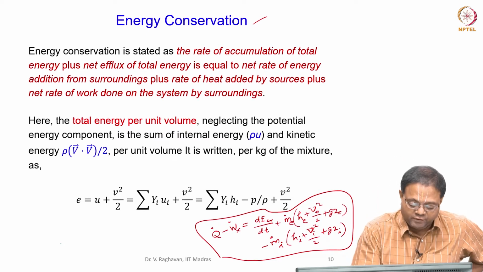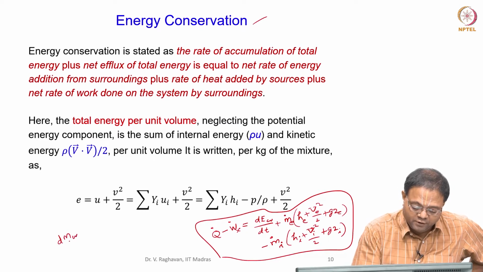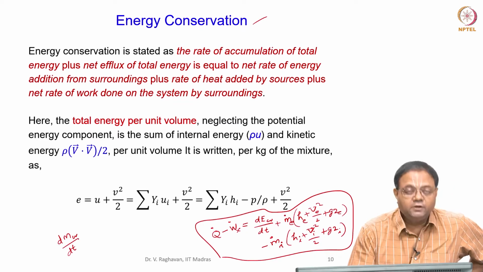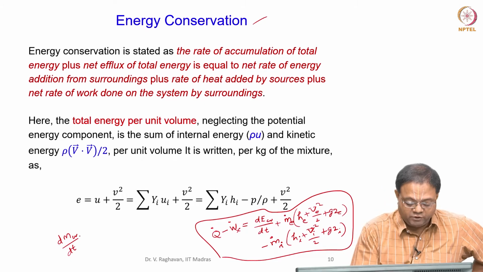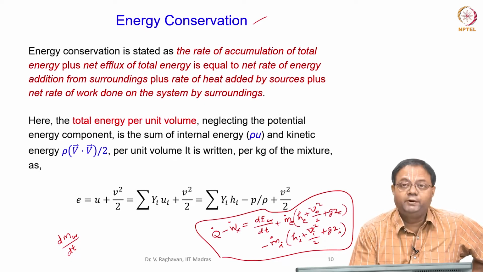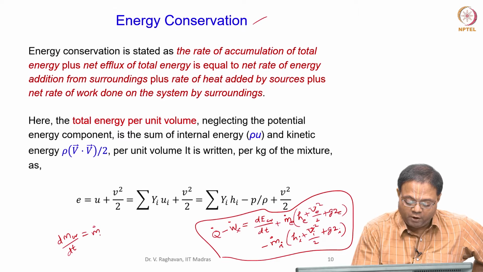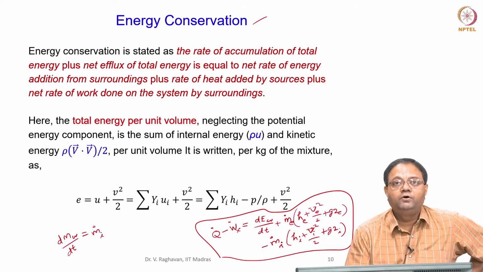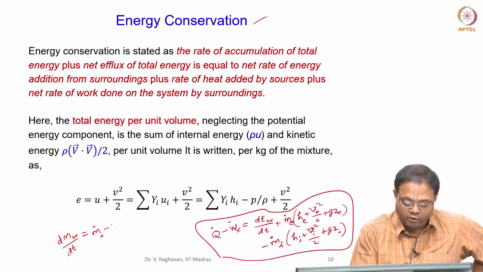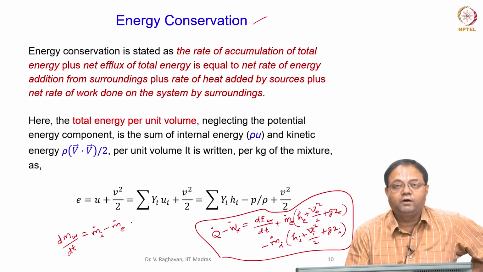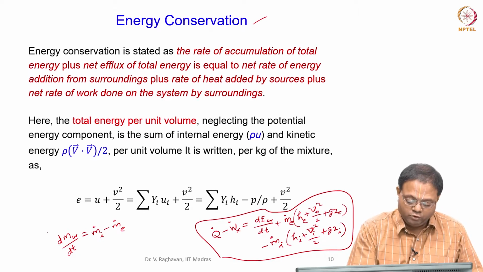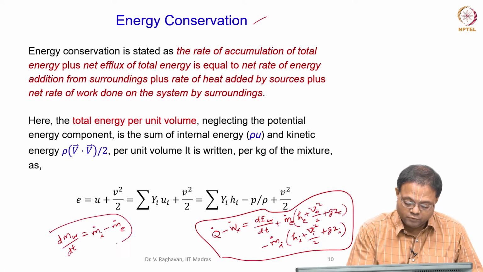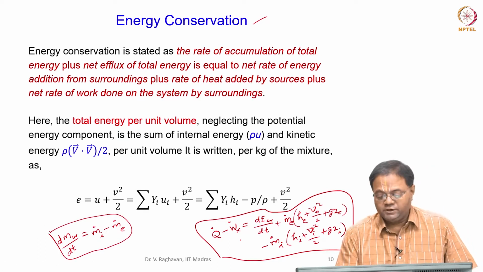So, the mass conservation is written as the rate at which the mass within the control volume changes with time, dm CV by dt, will be equal to the rate of mass flow into the control volume, m dot i, minus m dot e, which is the rate of mass flow out of the control volume. So, this is the mass conservation here, and this is the energy conservation.